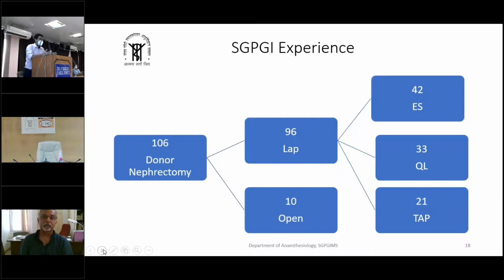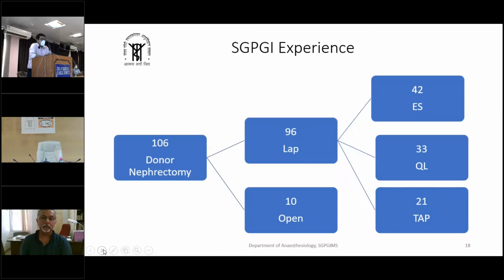So I've introduced these truncal blocks enough. Now we'll get to the hard numbers. In the year 2019 and the first month of 2020, that is January, we got 106 donor nephrectomies done. Out of these, 96 were done laparoscopically and 10 were done with an open approach.